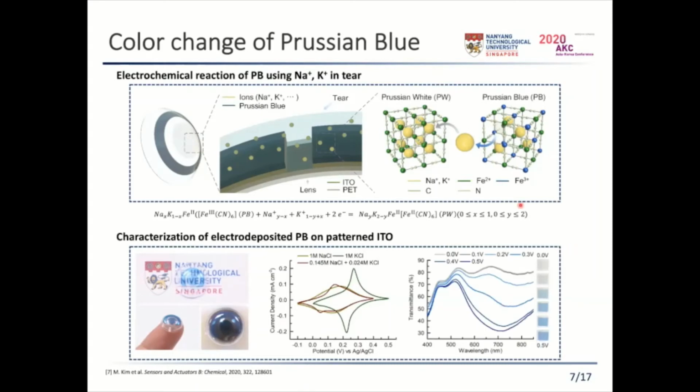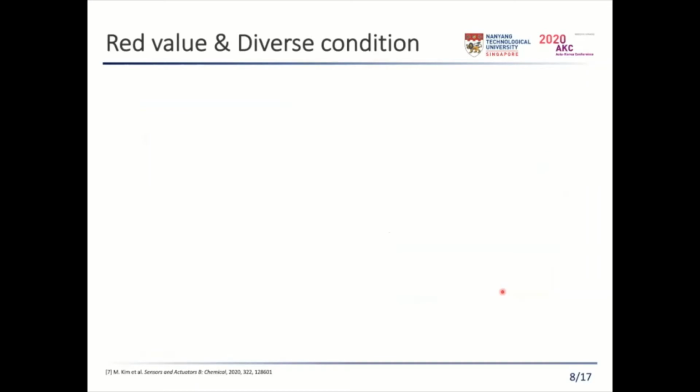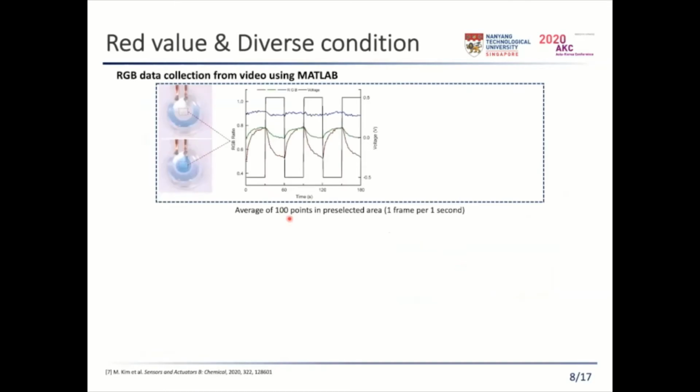In the third figure, Prussian Blue showed a clear color change between 0 volt and 0.5 volt. The maximum difference of the transmittance was 52.1%. For changing the color of Prussian Blue, 0.5 volt was applied between the center electrode and the surrounding electrode.